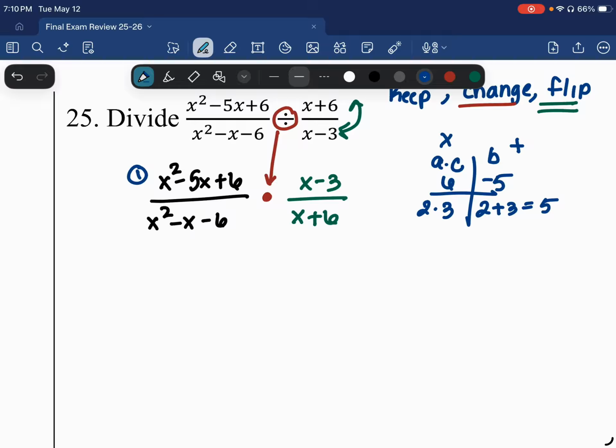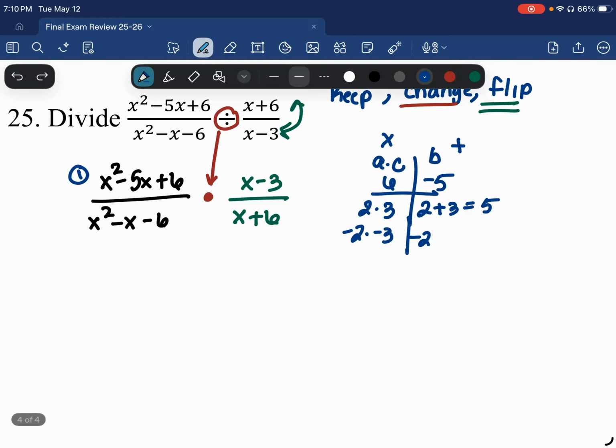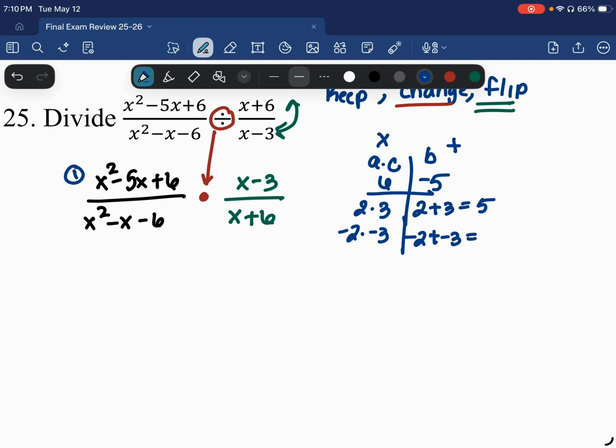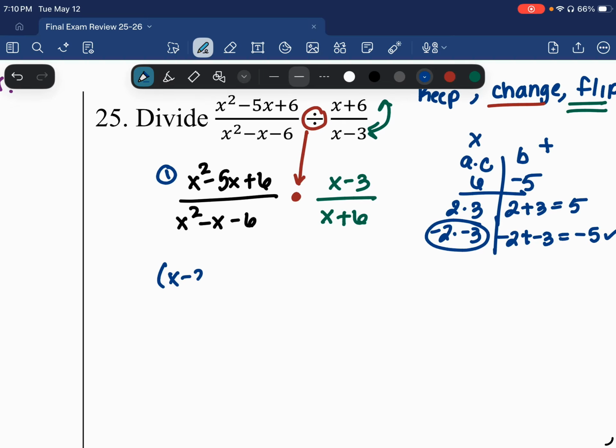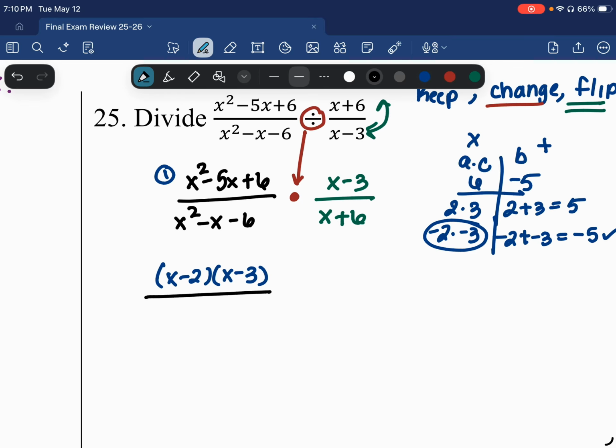To get a positive with multiplication, you can do a positive times a positive, or you can do a negative times a negative. Both of those will produce a positive answer when you multiply. However, when you add two negative numbers together, you actually end up with another negative. So negative 2 plus negative 3 makes negative 5. So these are going to be our factors for the numerator, x minus 2 times x minus 3.